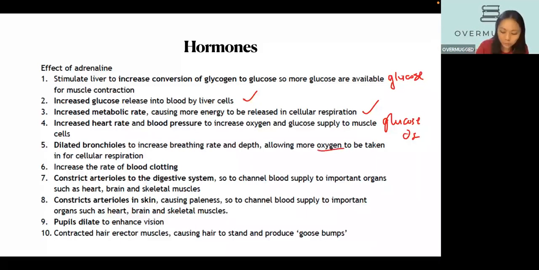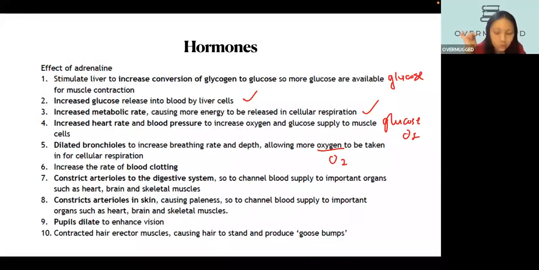So oxygen, O2. You realize that the first 5 points all have to do with glucose and oxygen. If that helps, you can link it like that, right? You need glucose and oxygen to produce energy because you're running away from a tiger.